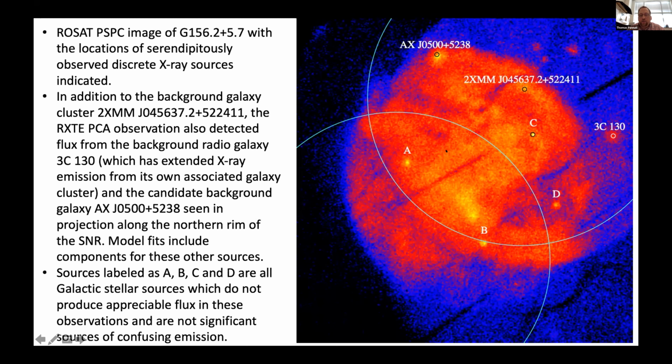This other cyan circle here shows another ARC-CE observation made of the southern rim, the southern part of the remnant, as a way to try to understand the hard X-ray emission produced by the whole remnant here. Our X-ray analysis of the southern rim proved that this was just simply standard soft X-ray emission. There was no hard X-ray emission detected. These other letters here, labeled sources A, B, C, and D, are all simply stellar sources, galactic stars, which are seen just in serendipitous line of sight. They did not produce appreciable emission, so their contributions to this analysis could be safely ignored.